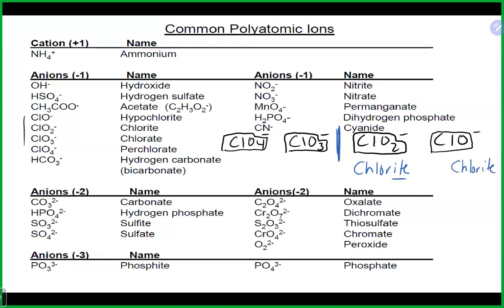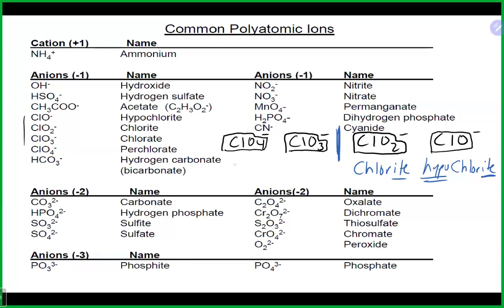You obviously cannot have the same name for 2 different things. So what happens in a group of 4, the one with the least number of oxygens in that group of 4 will end with ITE, but will also start with hypo, like less than. Yeah, this is basically what hypo means. So ClO minus is hypochlorite. ClO2 minus is chlorite.